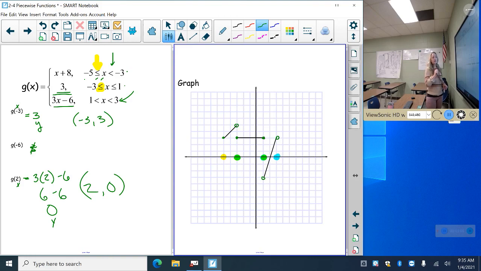Those are a little trickier. You'll get a chance to try that on your homework. If you have questions, I can go over those with you. Go ahead and try your worksheet.